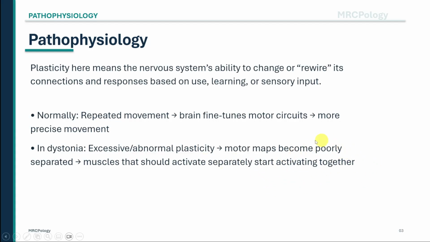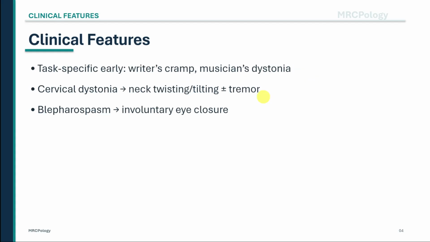That is why focal dystonia can appear early during highly skilled repeated tasks, such as writing or playing a musical instrument. In MRCP, the clue is task specificity. A hand that twists only during writing suggests writer's cramp. Abnormal finger posturing only while playing an instrument suggests musician's dystonia. Now let's move to the clinical patterns.